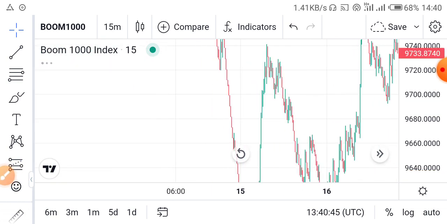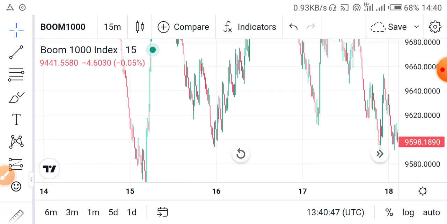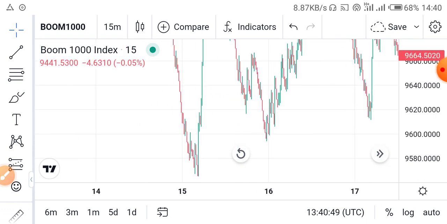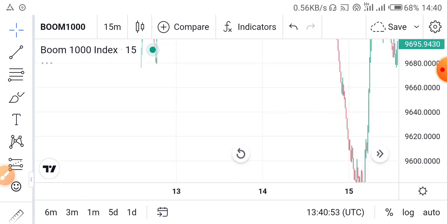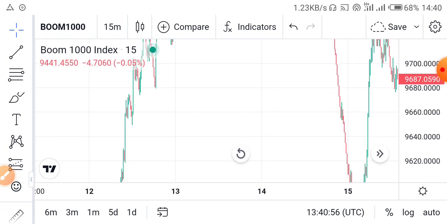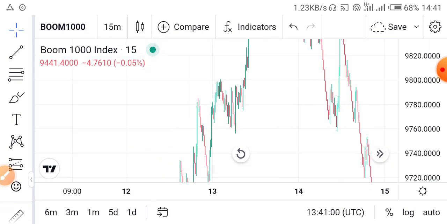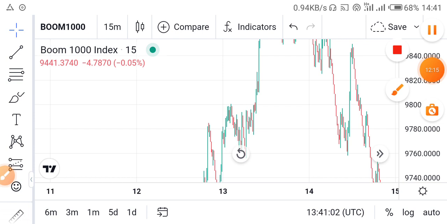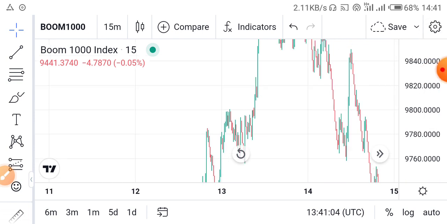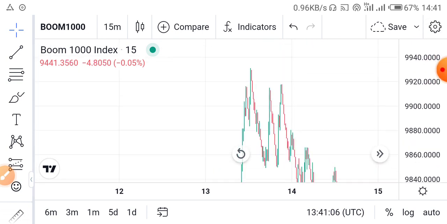So guys, identifying this stuff is very easy, both on Boom and Crash and other synthetic indices. You can identify them if you just learn to zoom out and zoom in, changing between time frames. I don't want to make this video too long, it's already about 12 minutes. So the easiest way to identify these patterns is to zoom out, zoom in, change your time frames, and I assure you, you will identify these patterns.